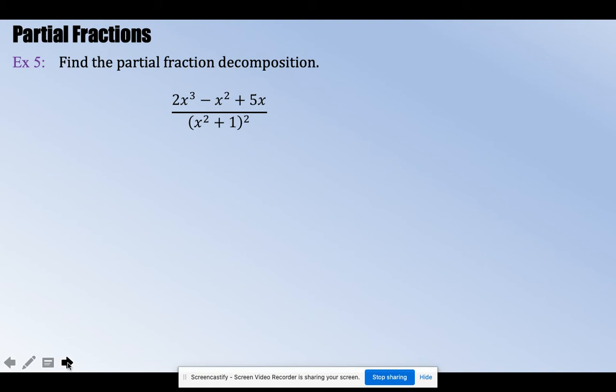Oh, what's this? It's repeated irreducible quadratic factors. Okay, this really does make me cry. All right, I'm over it. I've stopped crying. What do I have to do here?